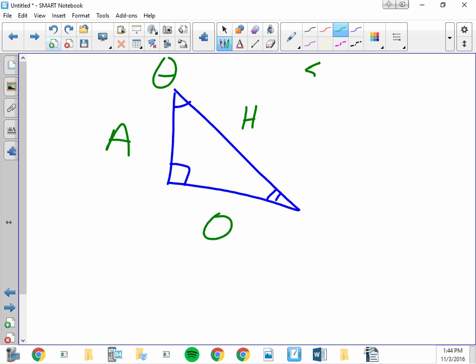So the name of the first ratio is sine. S-I-N-E. It's abbreviated S-I-N, and if you say sin, we'll laugh at you. And the way that trig works, you state the ratio's name, and then you state the angle that it's using. So in this case, we've labeled theta. The sine of theta is defined as the opposite side divided by the hypotenuse. So sine is the ratio you get by dividing the opposite side by the length of the hypotenuse.